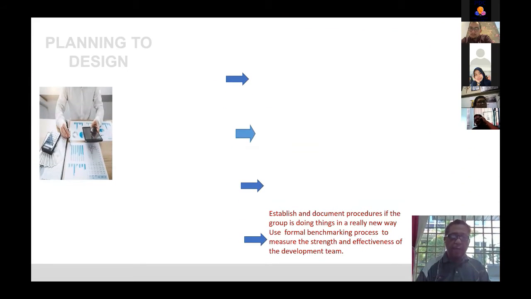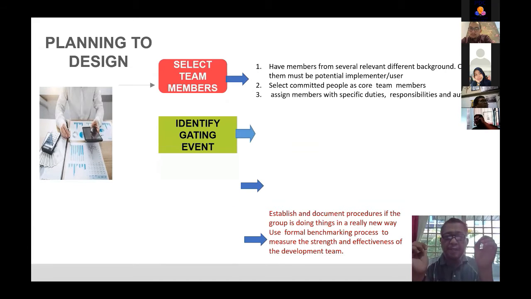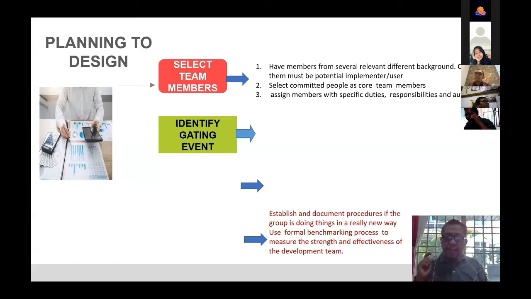The second stage is planning. You have to plan the design process, right? So there are four steps basically, four items that you have to do when planning. One, select team members. The team members should have at least one person that is a potential user. The reason is that he or she might give some feedback on how they will use the product that you are designing.